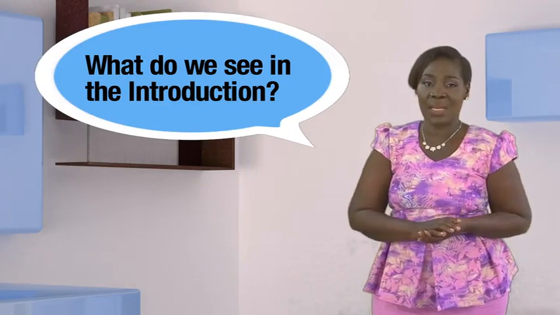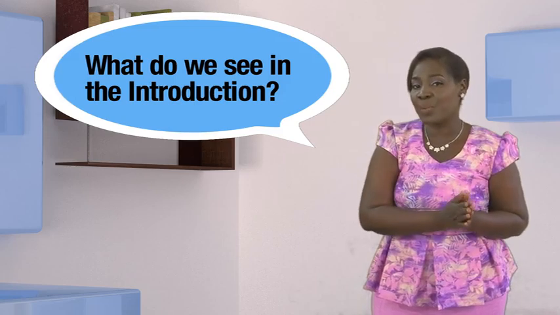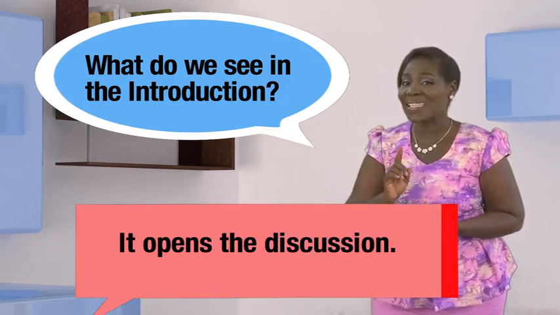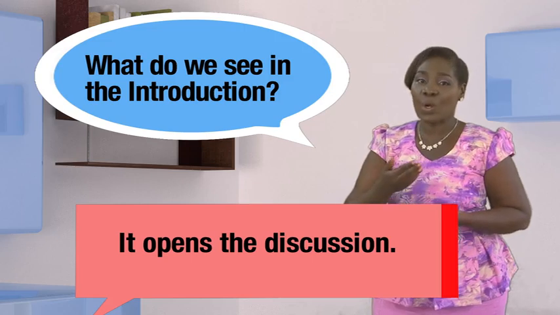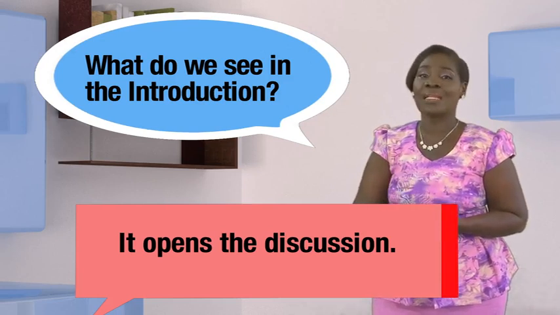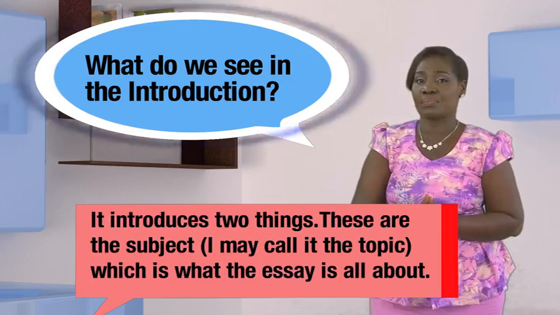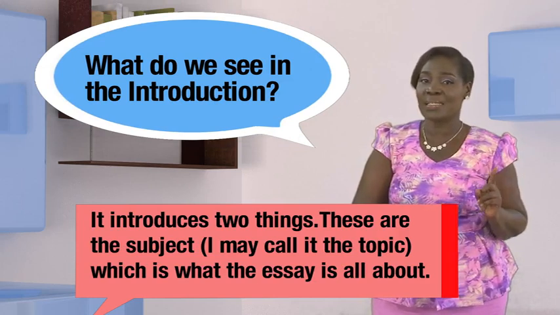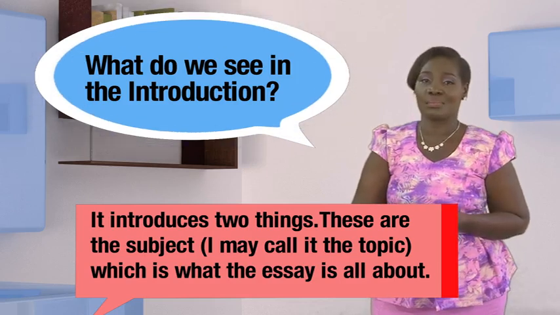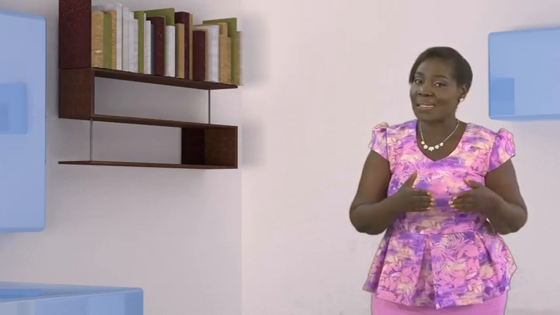What do we see in the introduction? The introduction is seen as a separate block. It has something specific to do. It opens the discussion. We shall look closely at how the introduction does this practically in another lesson. But we find that it introduces 2 things. These are the subject. I may call it the topic, which is what the essay is all about. The other thing is what ideas on the topic I will discuss in the essay.